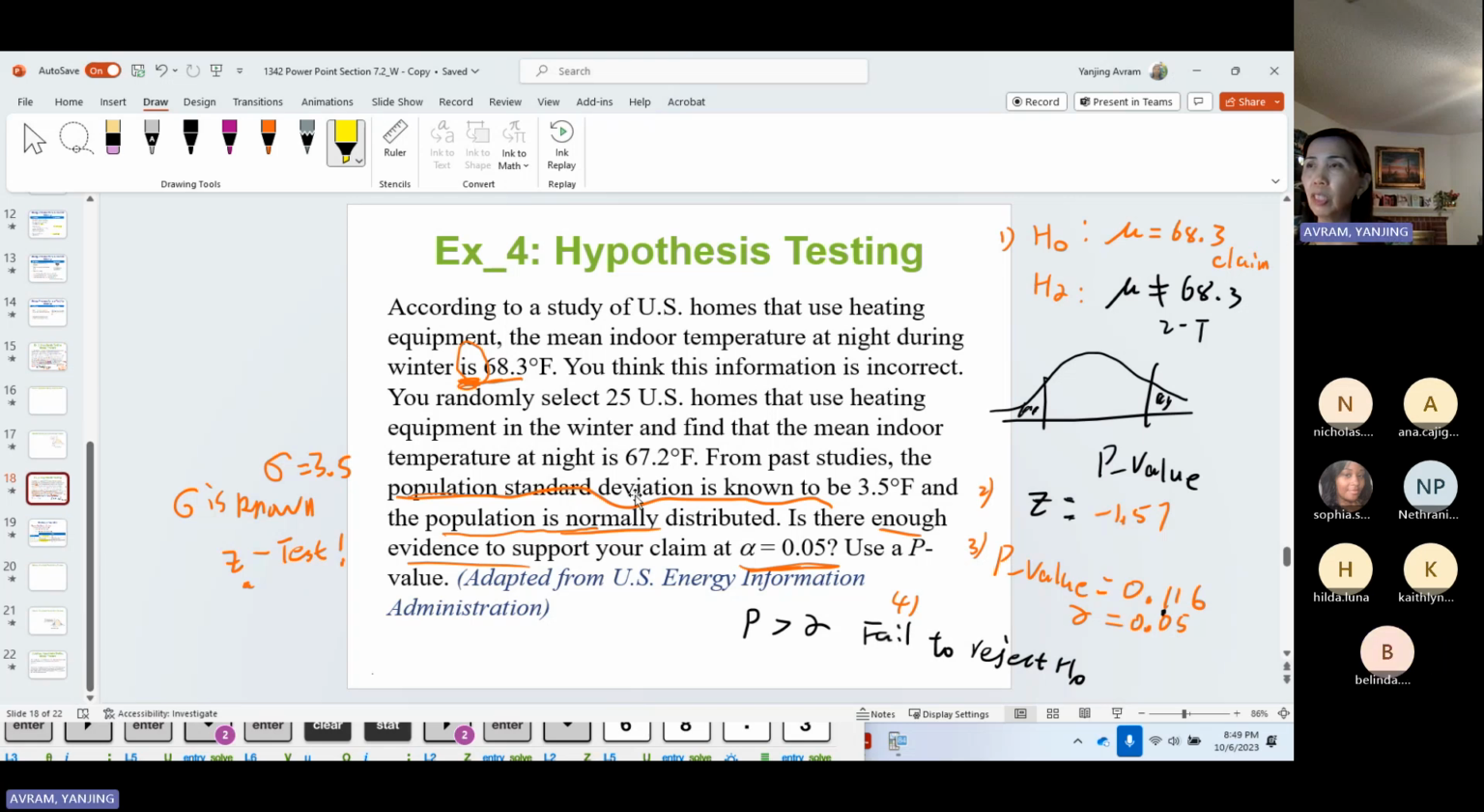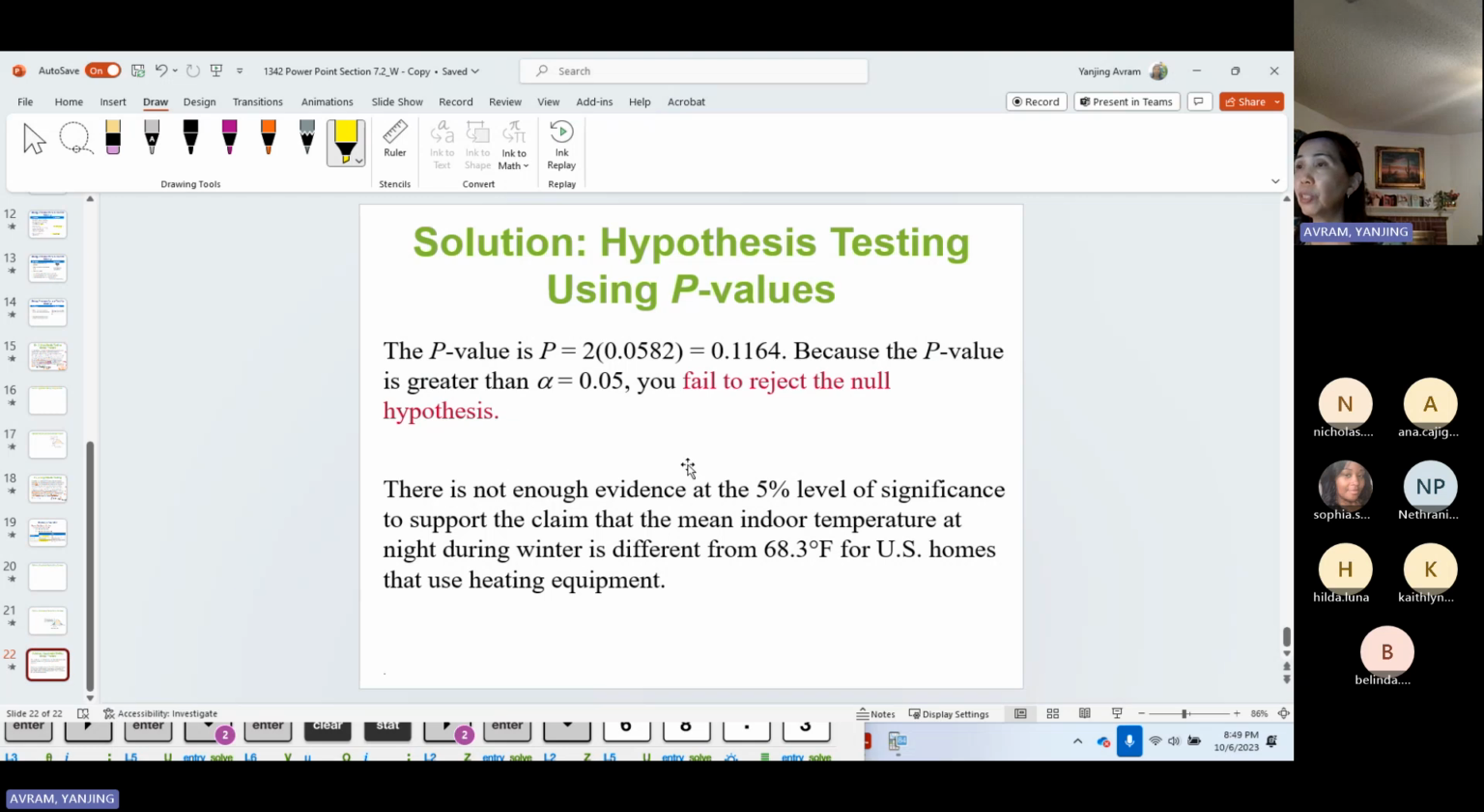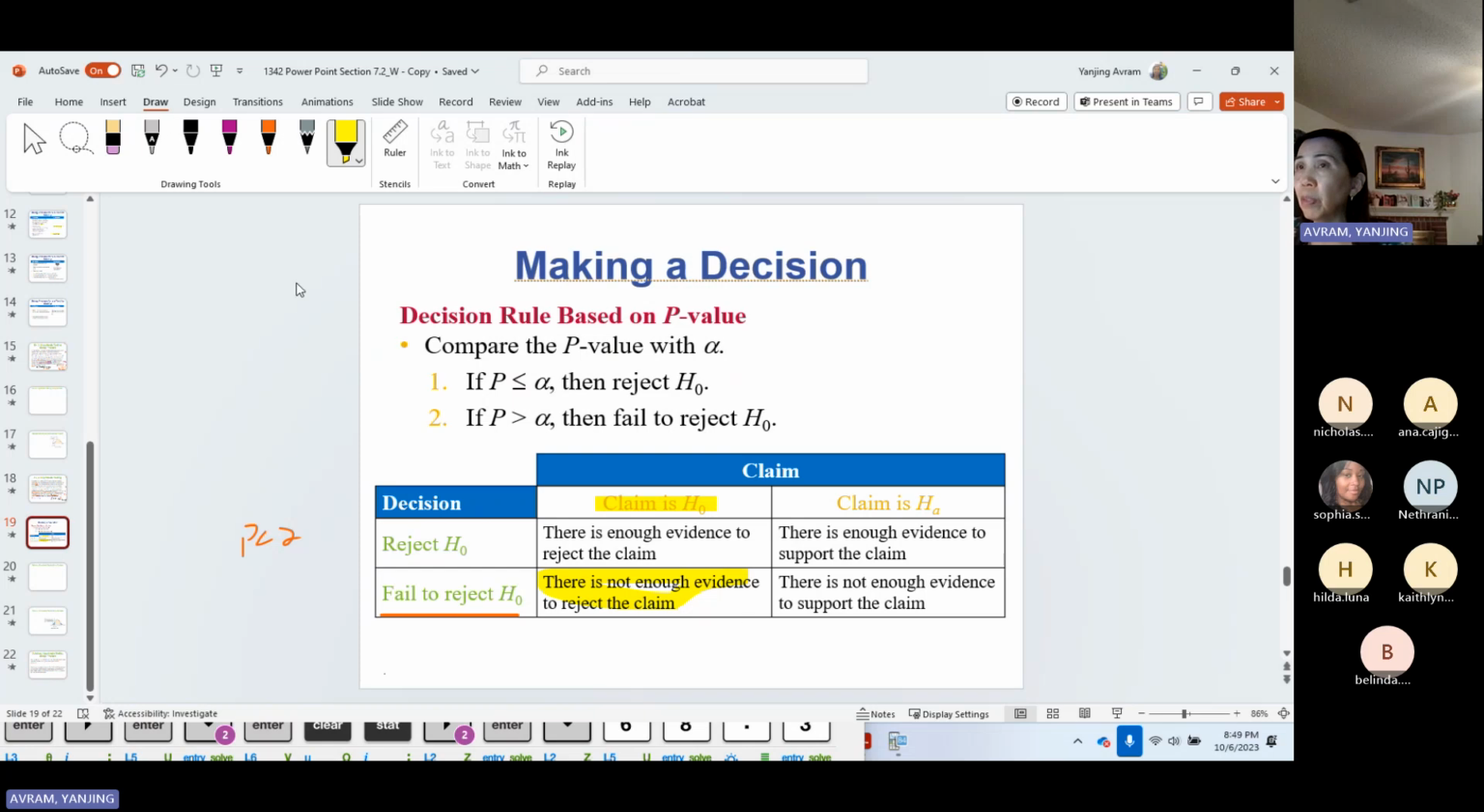I know sometimes the terminology in statistics seems a little bit hard to understand. Okay, so we fail to reject the null hypothesis. That means there's not enough evidence at a 5% level of significance to support a claim that the mean indoor temperature is 68.3 degrees. Okay, so that is how you do this one. So this table is very important, especially if you do not know how to make the final conclusion. This table will definitely help.